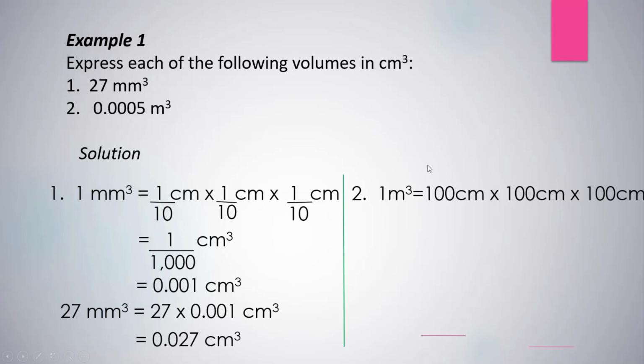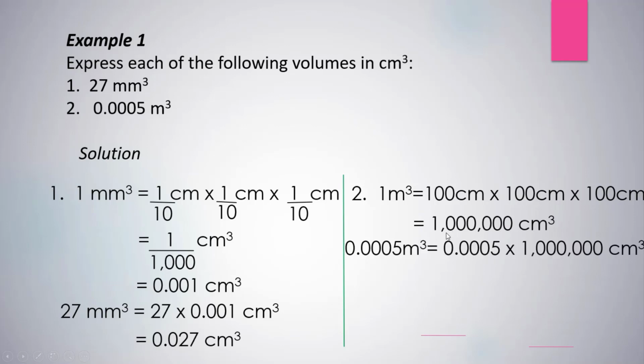Okay, looking at the second one, we saw that 1 meter cubed is 100 times 100 times 100, because this is 1 meter times 1 meter times 1 meter. In terms of centimeters, it is 100 times 100 times 100 centimeters. And of course we saw that we shall get 1 million centimeters cubed. So if we now have 0.005, we shall multiply this by 1 million, and we shall get 5000 centimeters cubed.